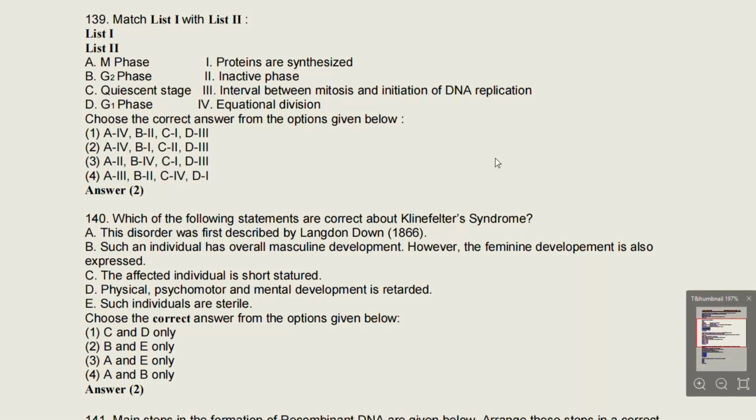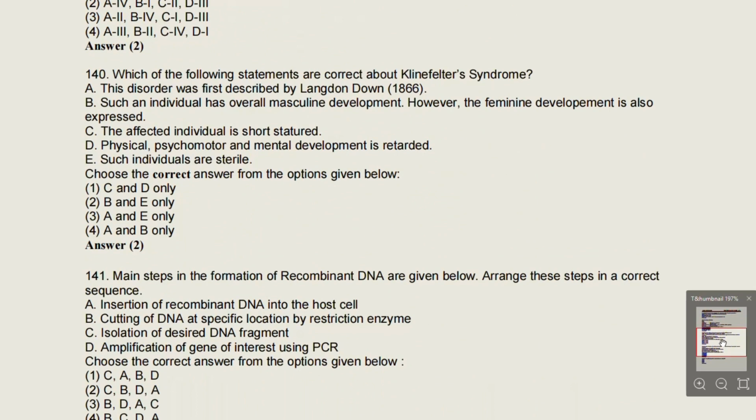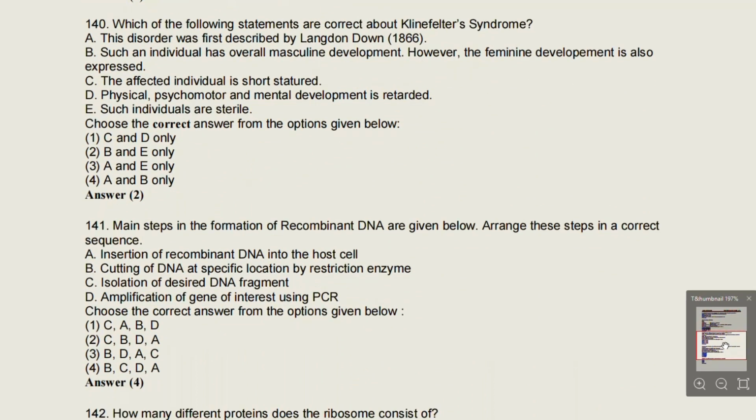So the next one is, which of the following statements are correct about Klinefelter syndrome? So the answer is option 2, B and E only. This question is taken from Unit 7 Genetics and Evolution, Chapter 5 Molecular Basis of Inheritance.